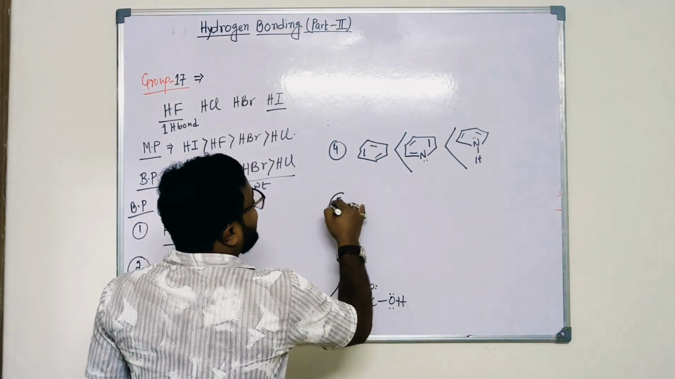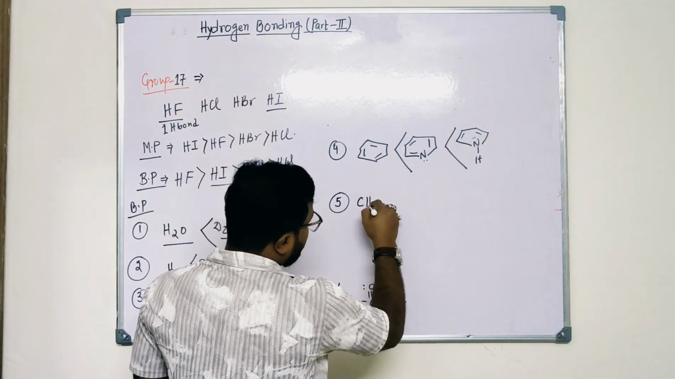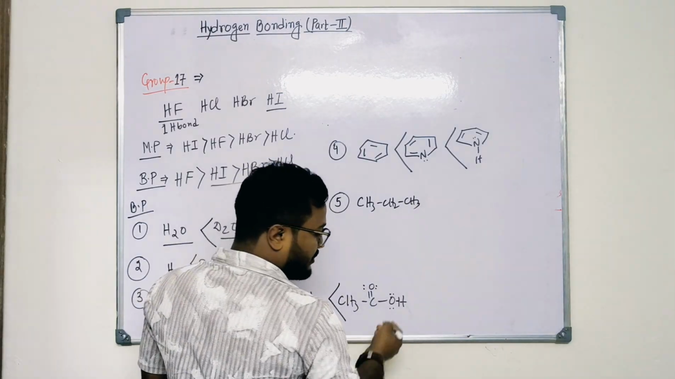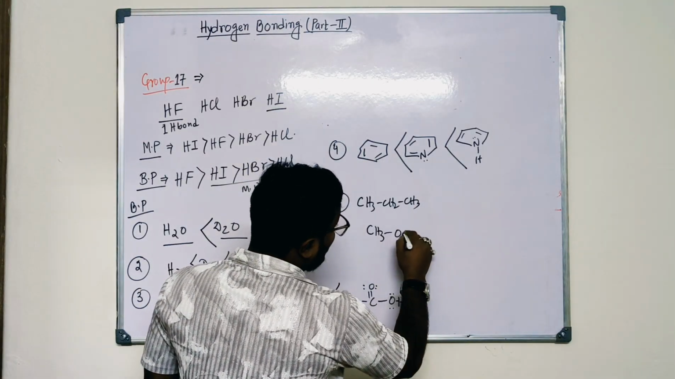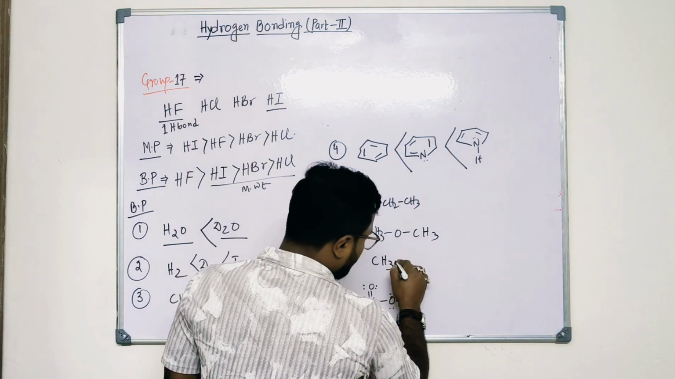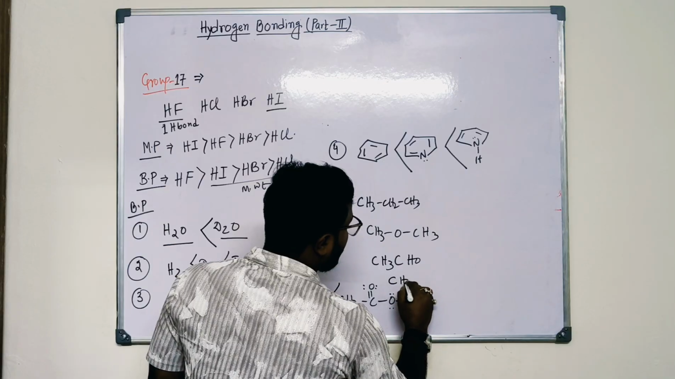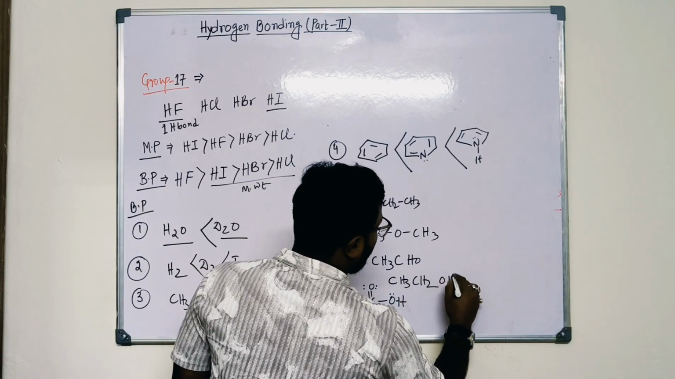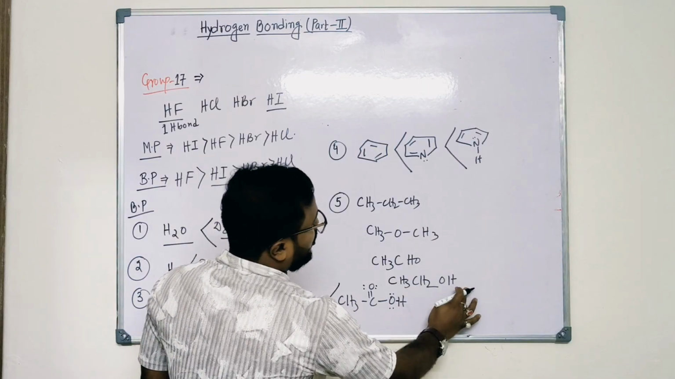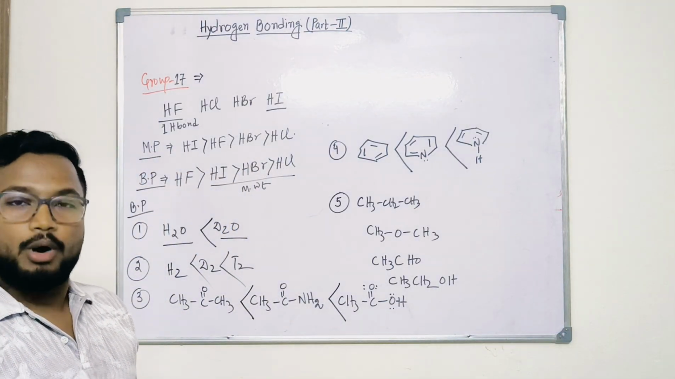Another example, in the case of simpler alkanes: if you take CH3CH2CH3, that is named propane. You take CH3OCH3, that is ether, and you take CH3CHO, and one more compound, CH3CH2OH. We have taken an alkane, ether, aldehyde, and alcohol. Which is going to have the highest boiling point?